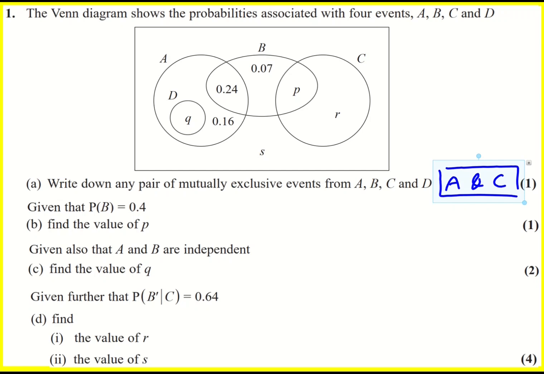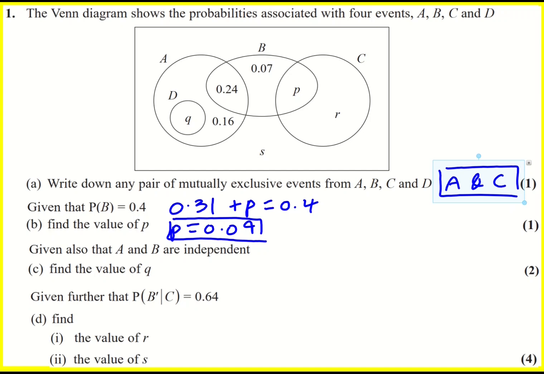It's now given that the probability of B is equal to 0.4, find the value of P. So the probability of B is all of these probabilities added together. And therefore, we're going to have 0.31 coming from the 0.24 plus 0.07, plus P equals 0.4. And therefore, P is going to equal 0.09.